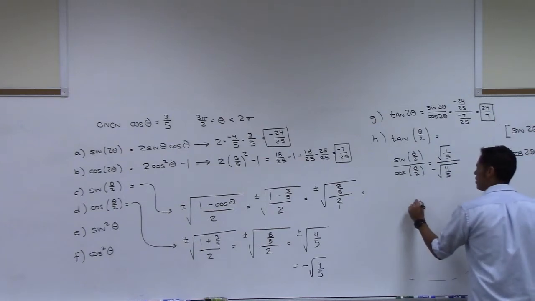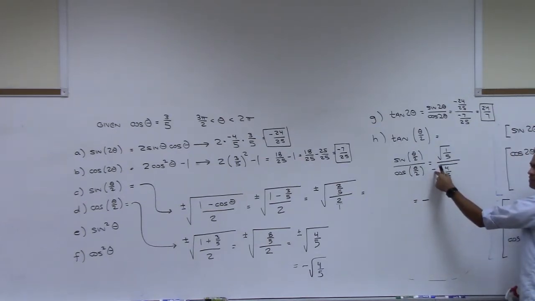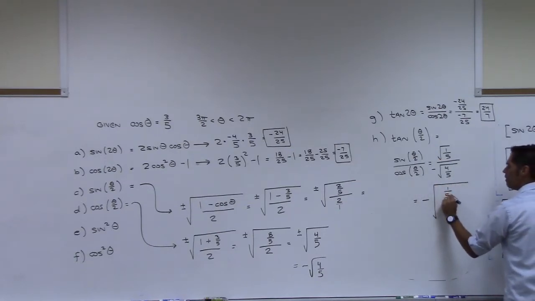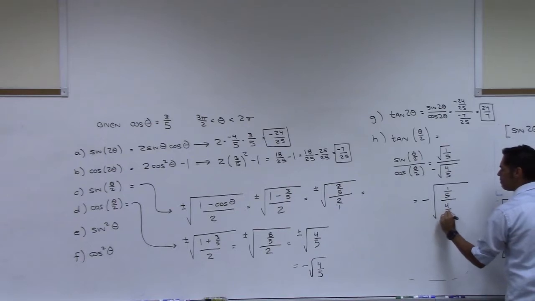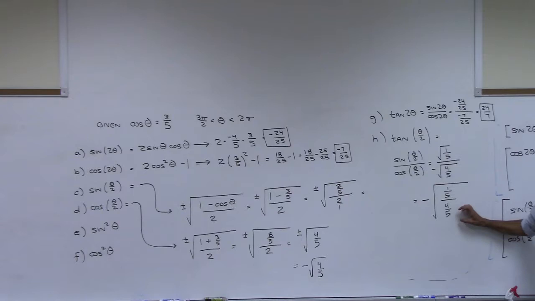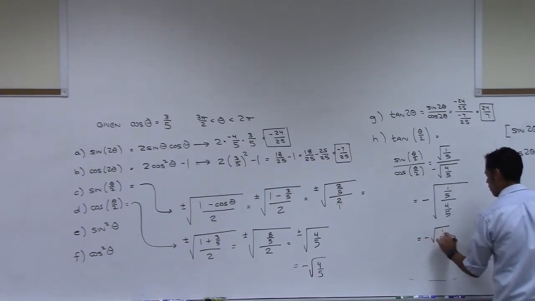You can say that this is equal to, now I'm going to put a negative out front because that negative down here is just going to act like a -1 out front. And then I'm going to put 1/5 over 4/5. So that's what I was saying. If you have a fraction with root on top and root on bottom, you can turn it into a big root with a fraction inside. And then just flip and cancel, and I think you get 1/4 in there. So you just get negative root 1/4.